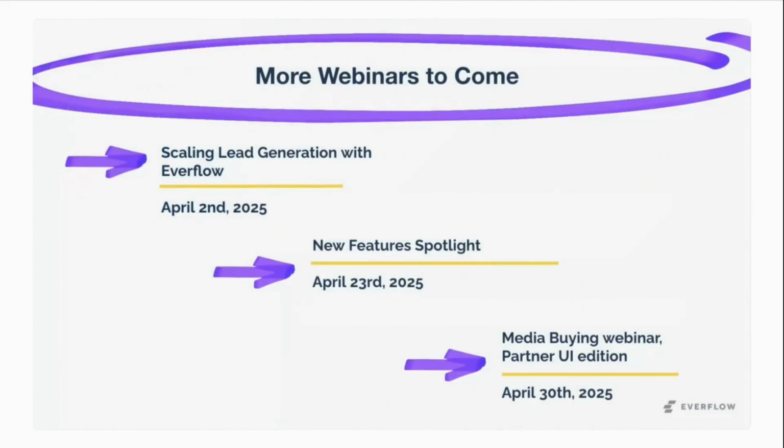That being said, we are coming to almost an end of this webinar. There are more to come, however, so no need to frown. This month alone, we are having 3 more webinars. On the 2nd of April, scaling lead generation with Everflow. On the 23rd, new feature spotlight. So that'll be one that you might not want to miss to plan out your 2025 and the rest of the quarters and years. And media buying webinar, partner UI edition on April 30th.